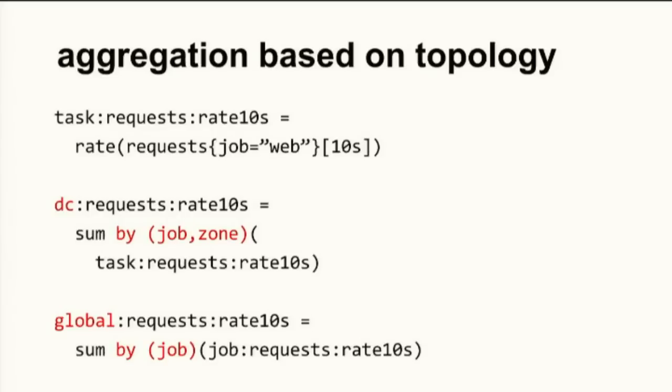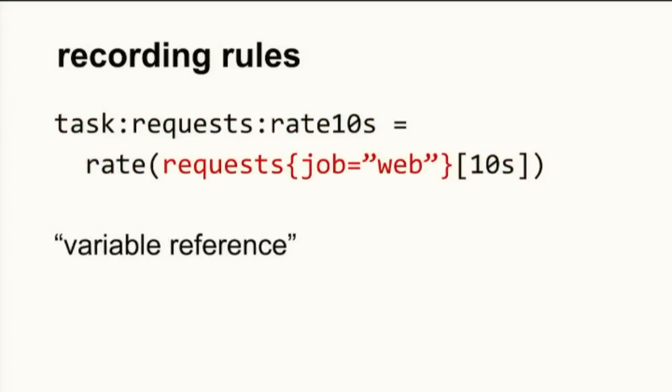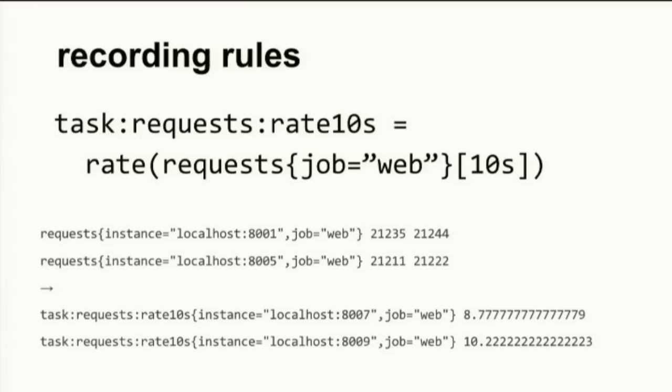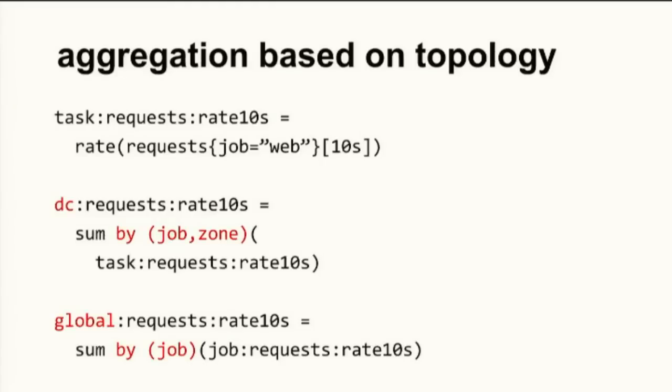And everything else that is going to be different, so in our source data we have an instance label. Let me just flick back. So I've got an instance label which tells me the exact machine and port that it came from. That information will be dropped when we aggregate to the data center level because obviously it doesn't make sense to have a single machine be a data center. And again, when we go to the global one, we're going to drop the zone label because that tells us what data center it is.